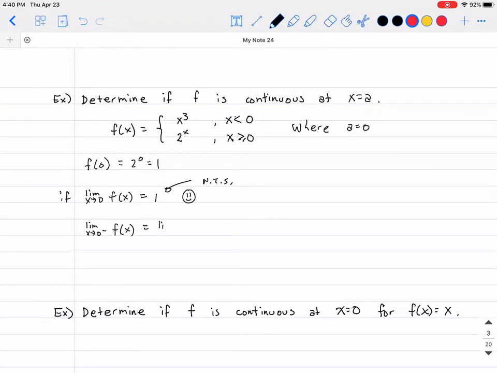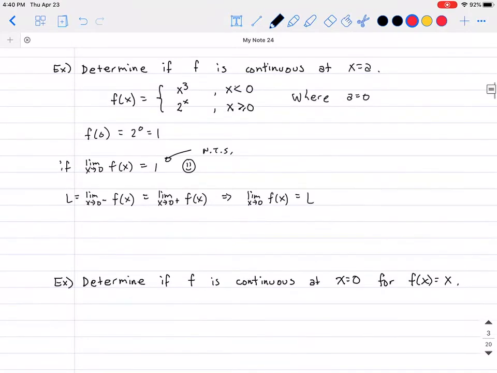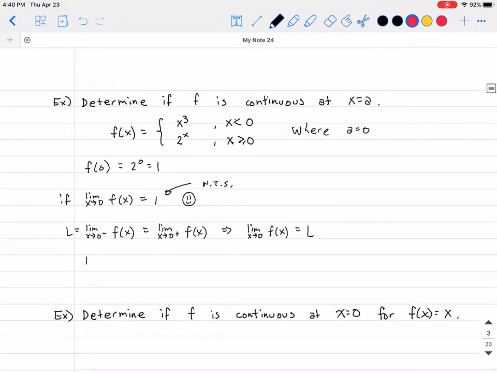If you remember from previously, we said that if the limit as x approaches 0 from the left of f of x is equal to the limit as x approaches 0 from the right of the same function, then therefore the limit is going to exist. So if these two are equal to each other, then the limit is going to be equal to L. So let's see that in this case.